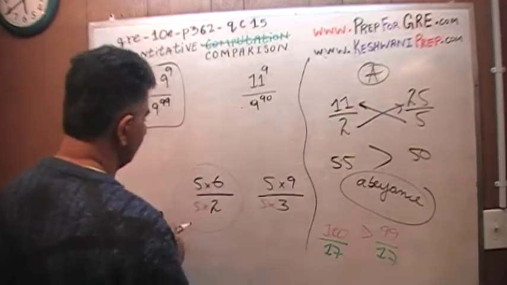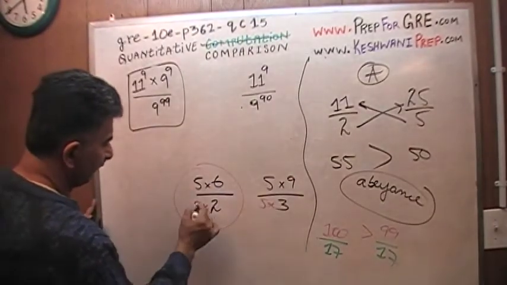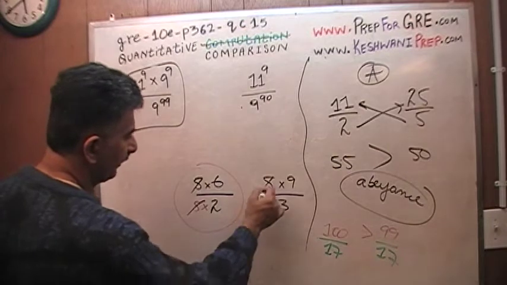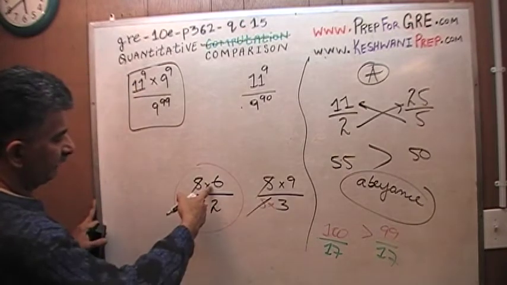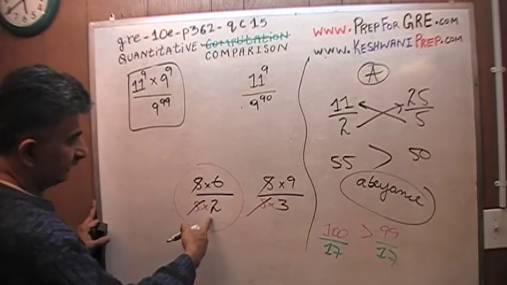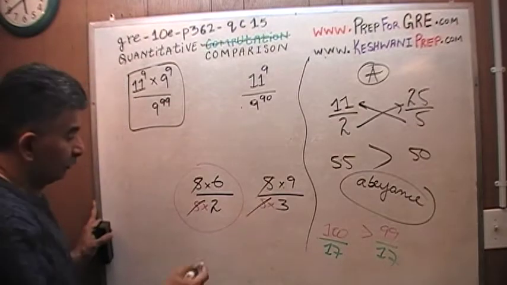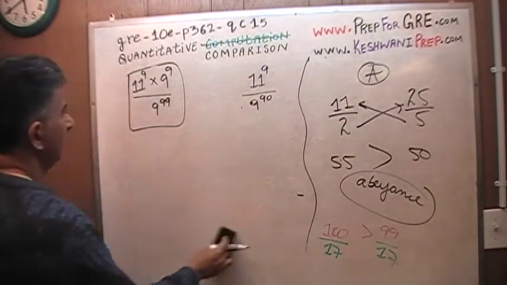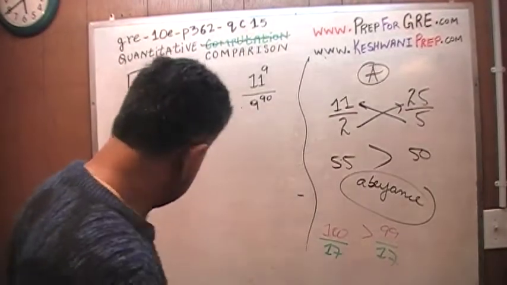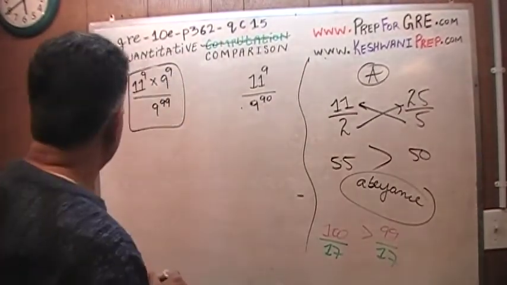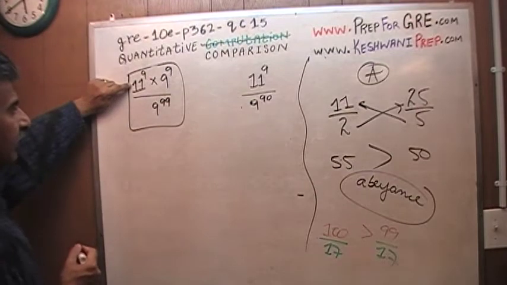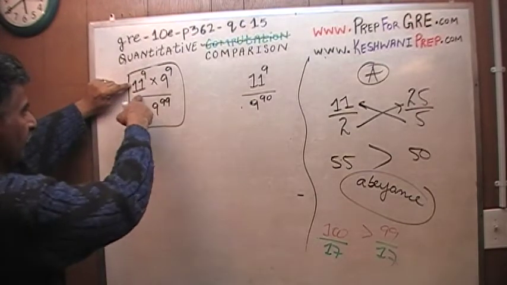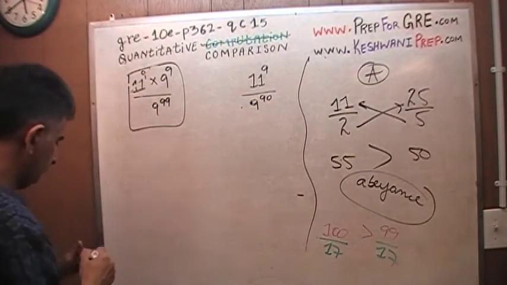So let's start again. I'm going to divide both columns by 5. Same thing here. The 5 disappears, and now we end up saying that 6 divided by 2, which is 3, is the same as 9 divided by 3, which is also true. This is still true. So which is what I'm going to do here. I'm going to divide this quantity by 11 raised to 9. And if I divide this quantity by 11 raised to 9, this 11 raised to 9 drops out.